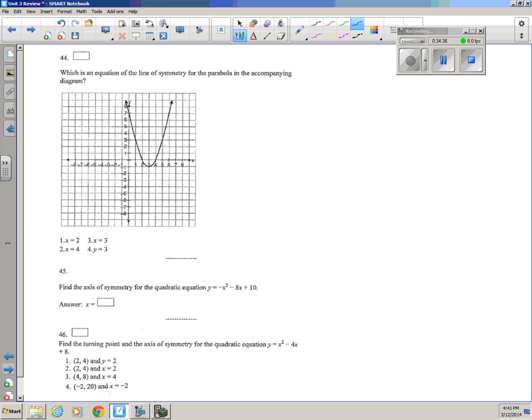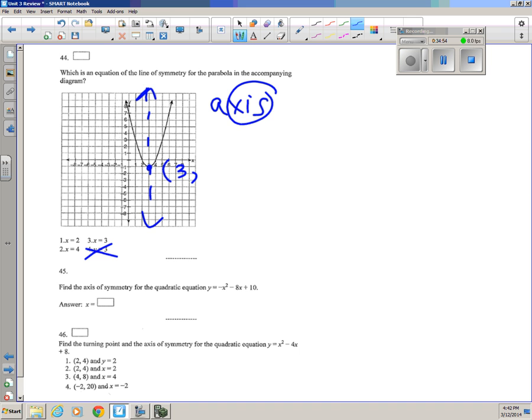Which equation is the line of symmetry? Remember, line of symmetry is what the axis of symmetry is, or what the x is. Anything that has a y, forget it. If I want to draw a line down this vertex, which is right here, the x-coordinate of my vertex is 3.